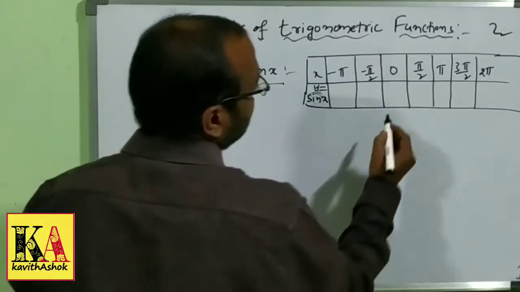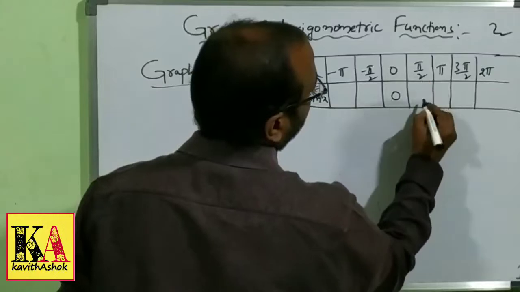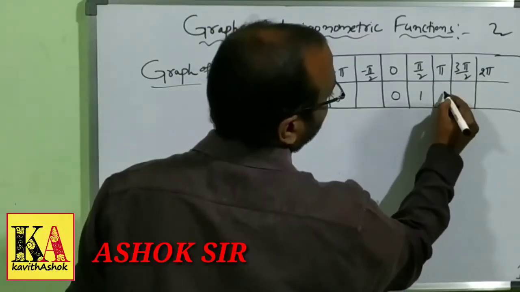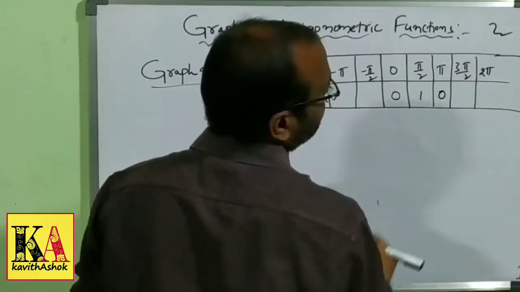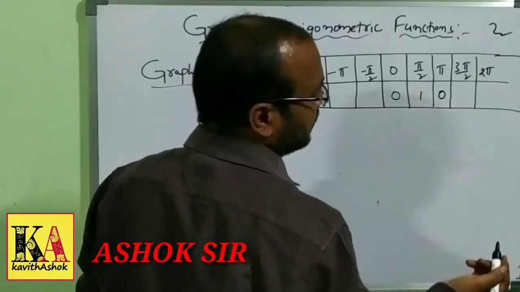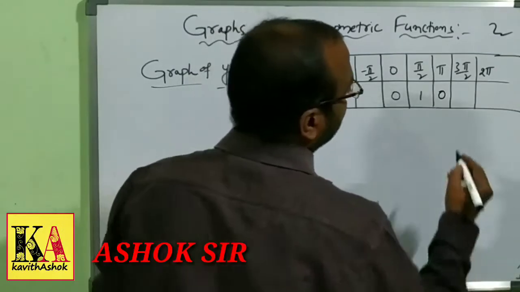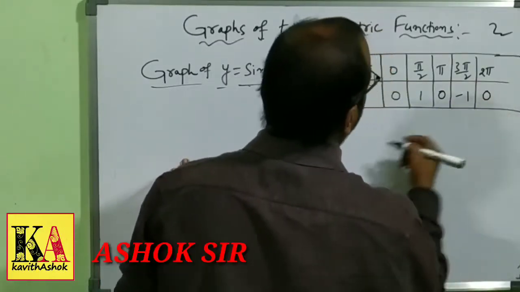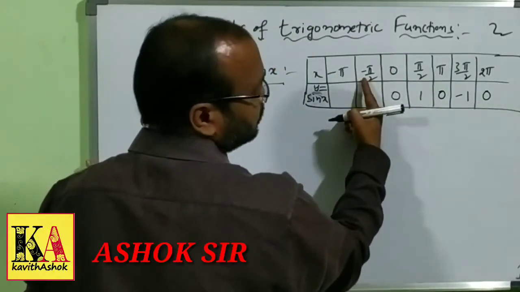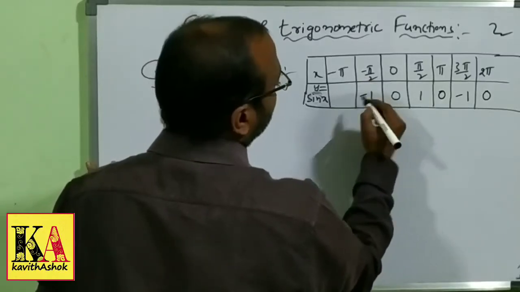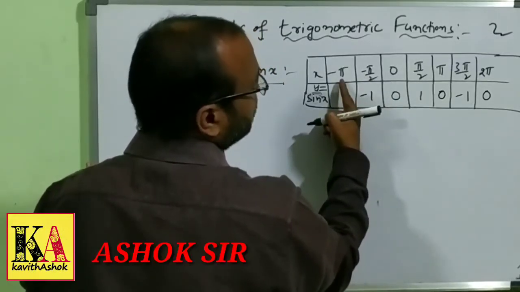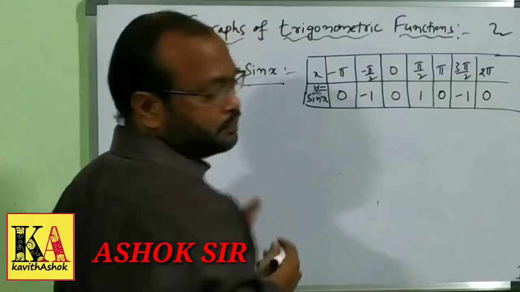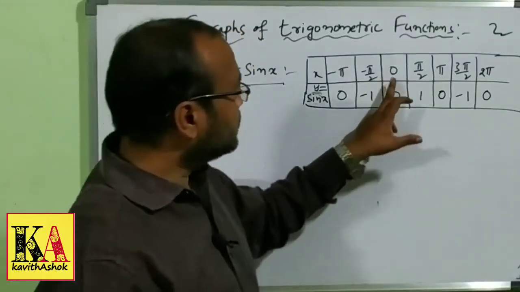Sin 0 is 0. Sin 90 is 1. Sin pi is 0. Sin 3 pi by 2 means sin 270, which is sin of 180 plus 90, so minus sin 90, this is minus 1. Sin 2 pi and sin 0 are the same, 0. Sin of minus pi by 2 is minus sin pi by 2, this is minus 1. Sin of minus pi is minus sin pi, and minus 0 is 0.